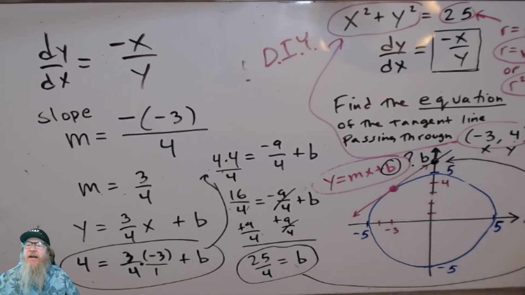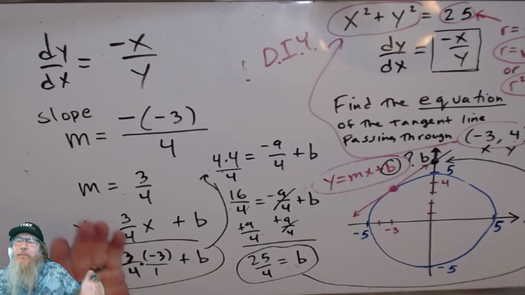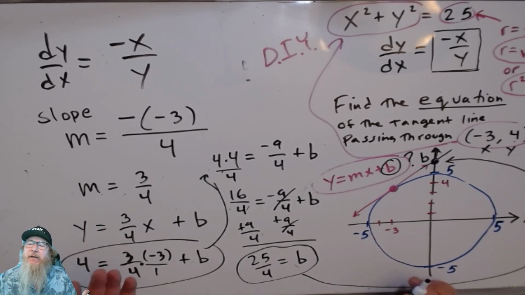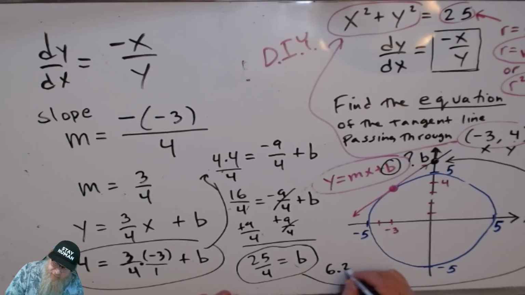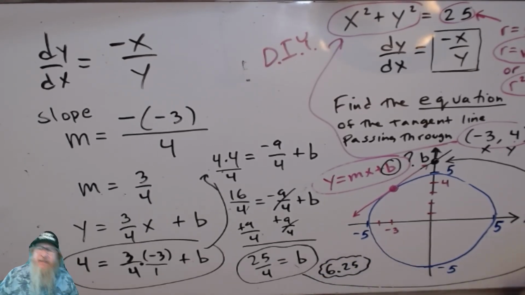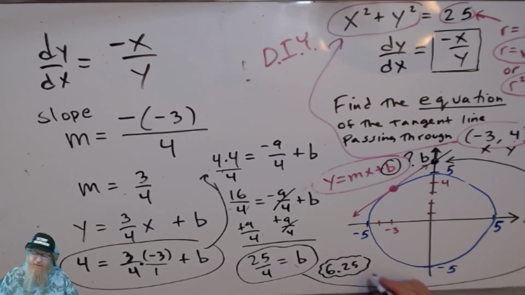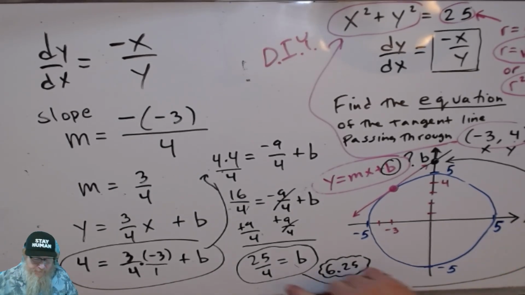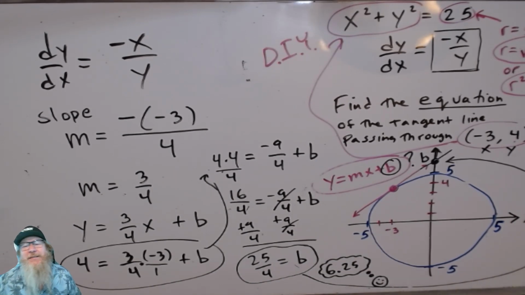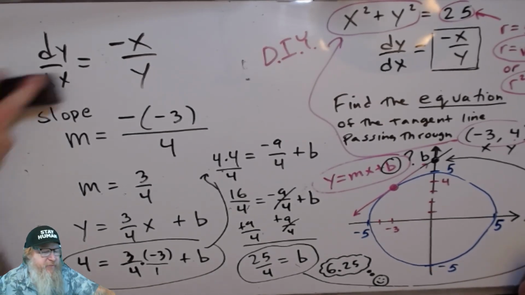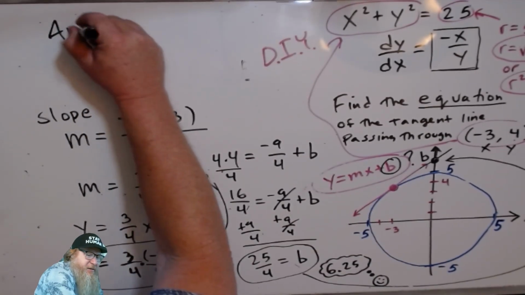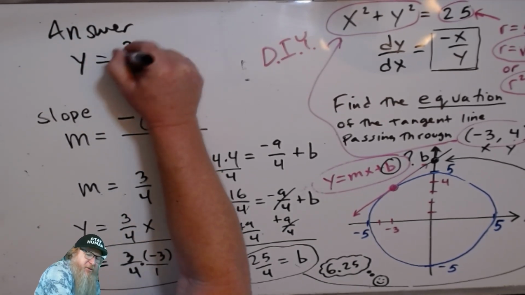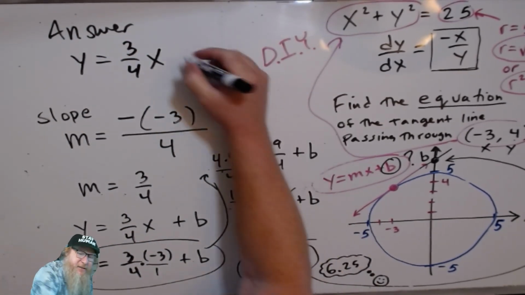Which kind of makes sense in the graph. 25/4 is a little bit more than 6. Yeah. It's 6.25 if you wanted to think about it as a decimal. I don't usually use decimals unless it was an application problem, $6.25 or something like that. This is not an application problem, I guess, unless you want it to be an application of the derivative. I just want to get the final answer. So my final answer is y equals 3/4 x plus 25/4.